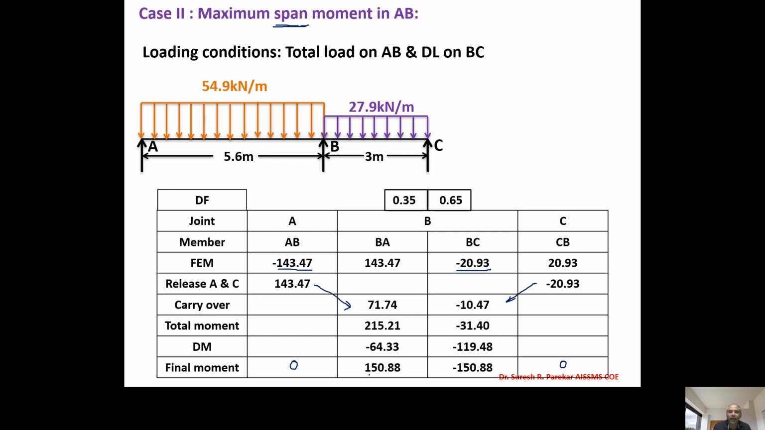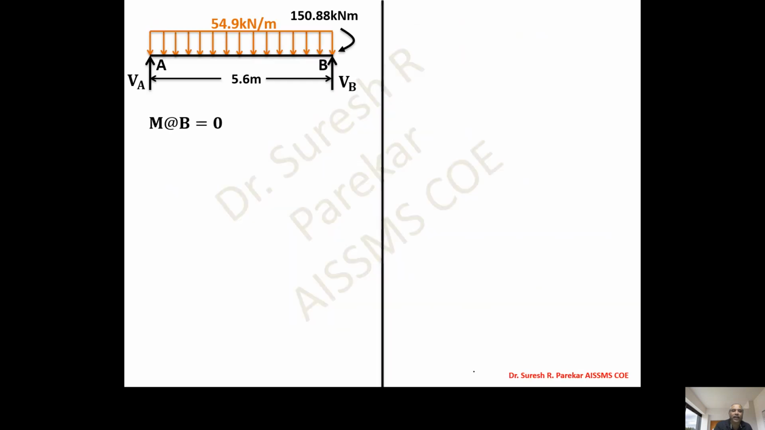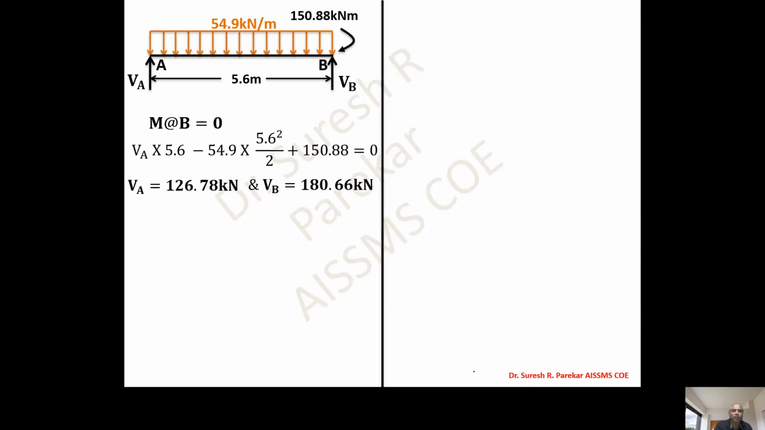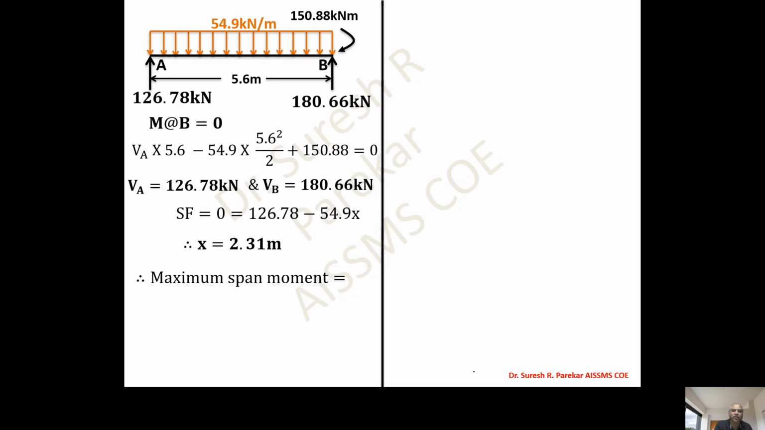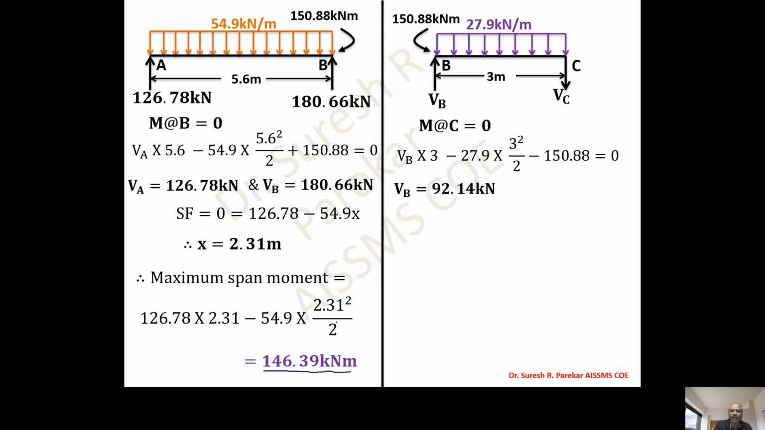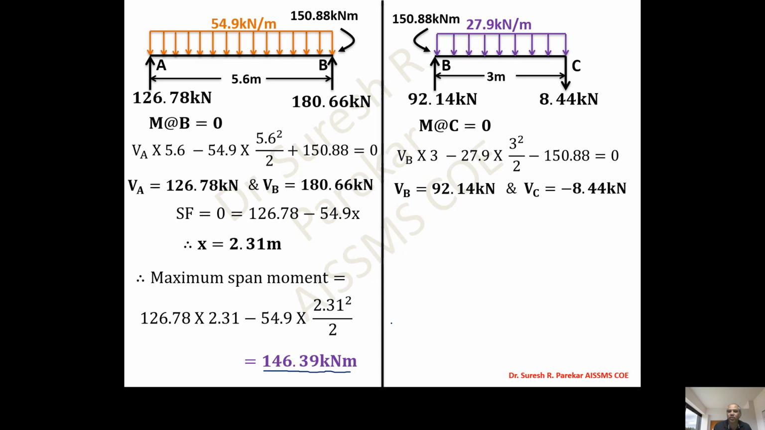And in the same way, I will get the support moment at B, and from this we will calculate the maximum span moment. We will find reactions by taking moment about B, shear force 0, and maximum span moment we will get as 146.39 kilonewton meter for AB. And similarly we will calculate for BC, and then for BC again we are going to get VC as minus, so the maximum span moment is negative again.